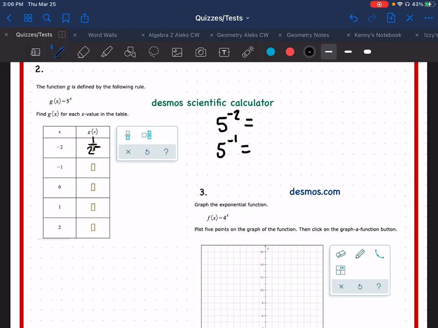And that's it. That's all you have to do. Just remember to go ahead and use the scientific calculator once again, the one that says calculator in Schoology, and make sure you use your fraction tool.